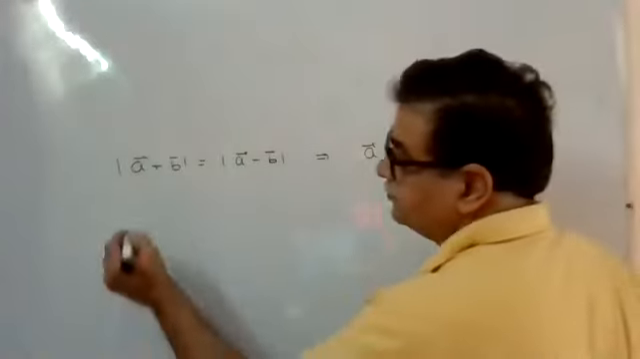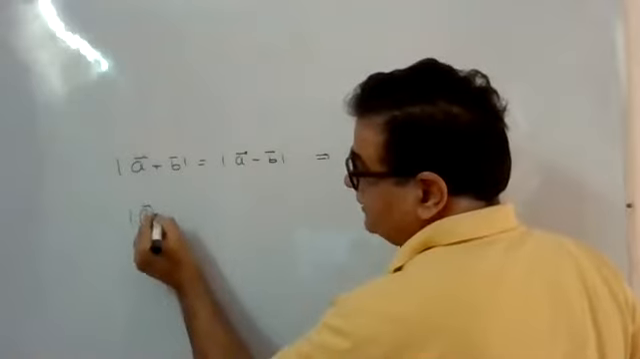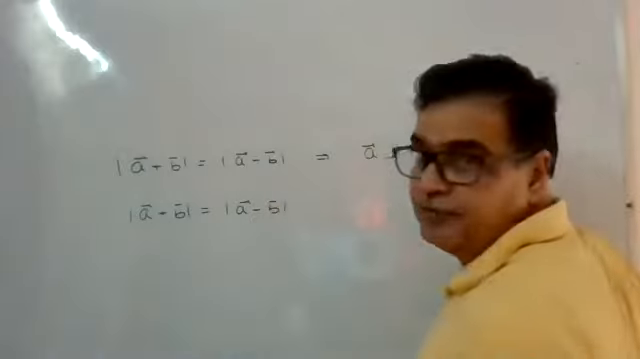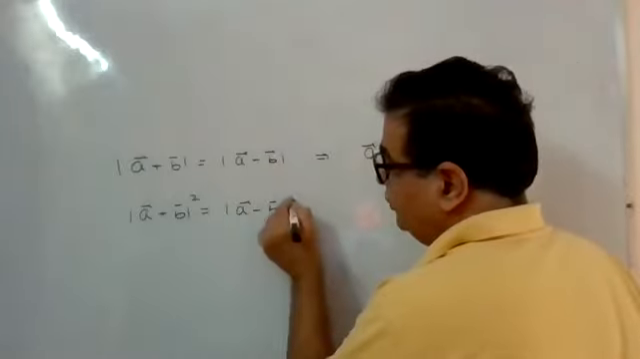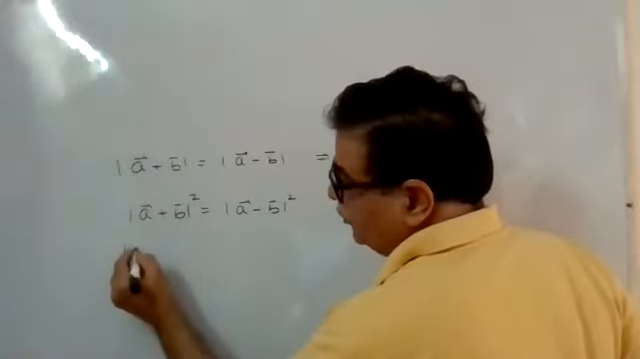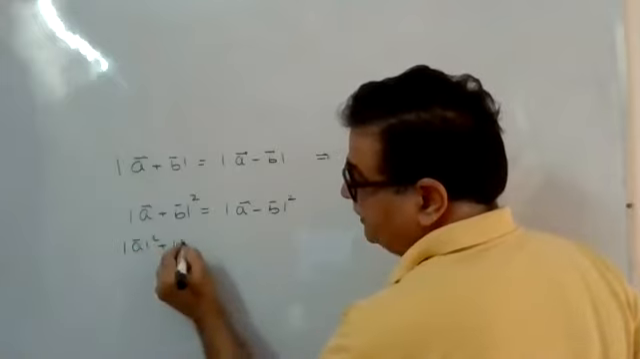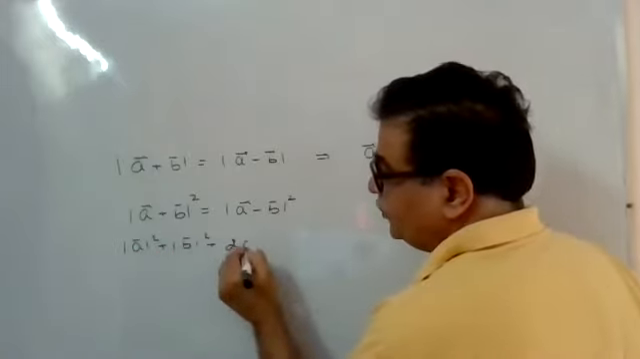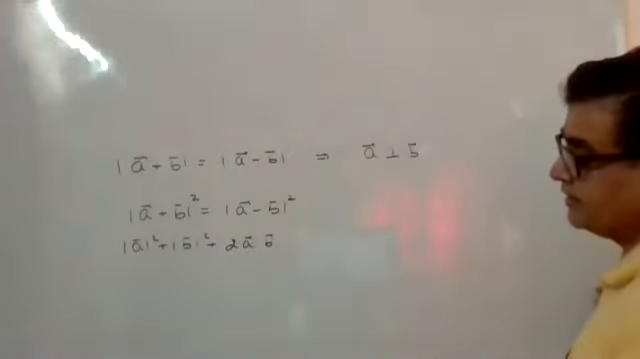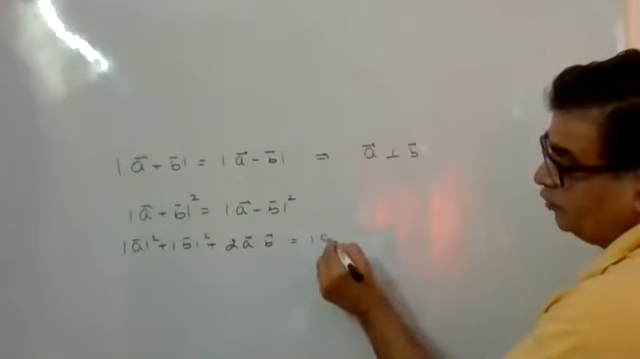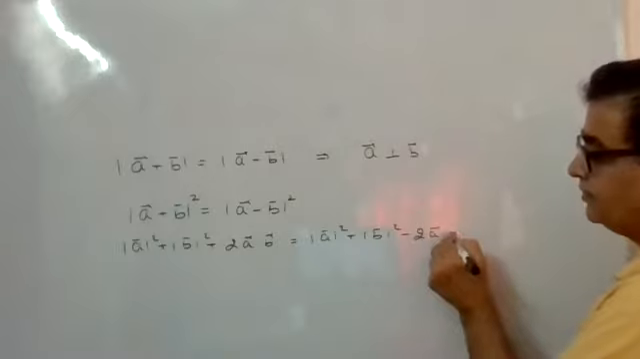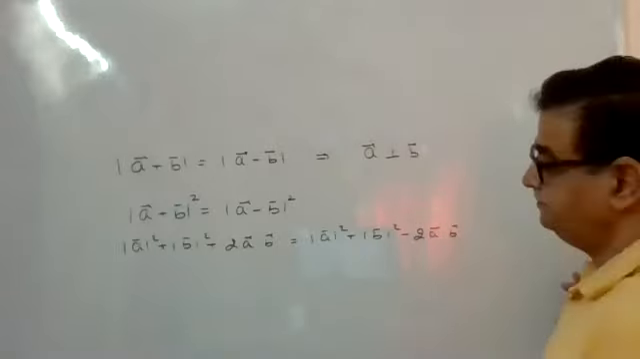Let's check here. First, we will write this as magnitude of A plus B equal to magnitude of A minus B. We will square both sides. When we square both sides, it will come out to be magnitude A square plus magnitude B square plus twice of A dot B. This formula I already proved last class. The other side comes out to be magnitude A square plus magnitude B square minus twice of A dot B.